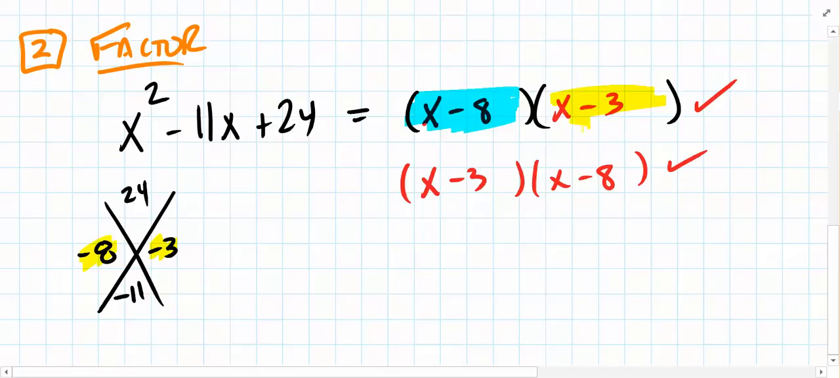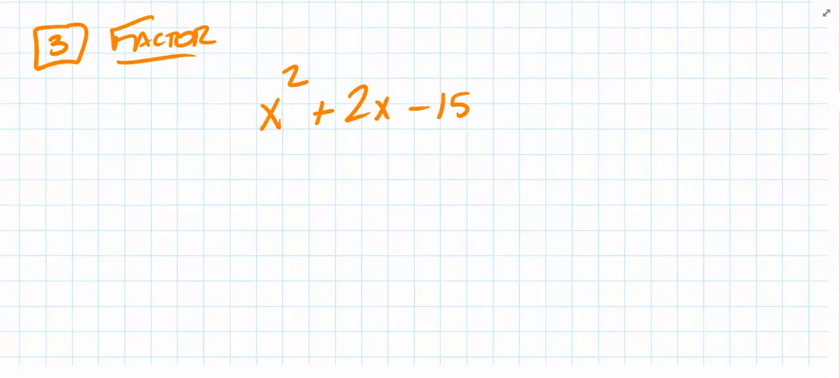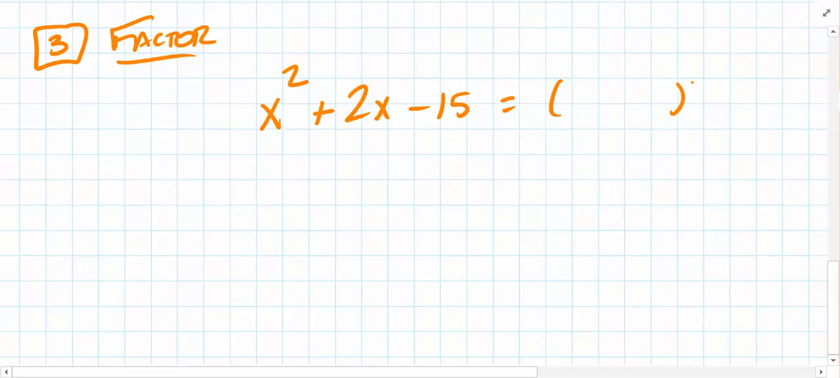Okay, I've got x squared plus 2x minus 15. This is a quadratic trinomial. I would like to factor this. I know that this can be factored, if it can be factored at all, into the product of two linear binomials. So I'm going to play the game here.